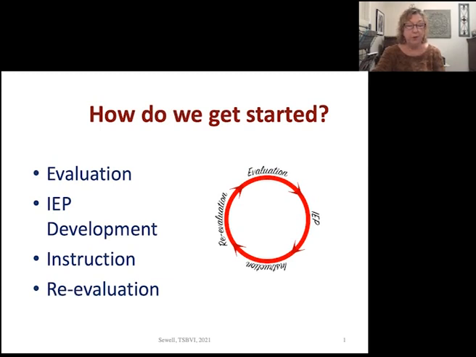So how do we get started with this process? Here's a graphic explaining that it's sort of a circular event. You do your evaluation, you write your IEPs, you provide instruction on those IEPs, and then you do reevaluation to see where your student is functioning, and then you start the process over again.